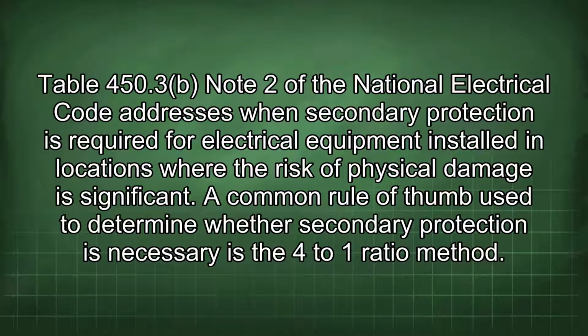Table 450.3 Note 2 of the National Electrical Code addresses when secondary protection is required for electrical equipment installed in locations where the risk of physical damage is significant. A common rule of thumb used to determine whether secondary protection is necessary is the 4:1 ratio method.